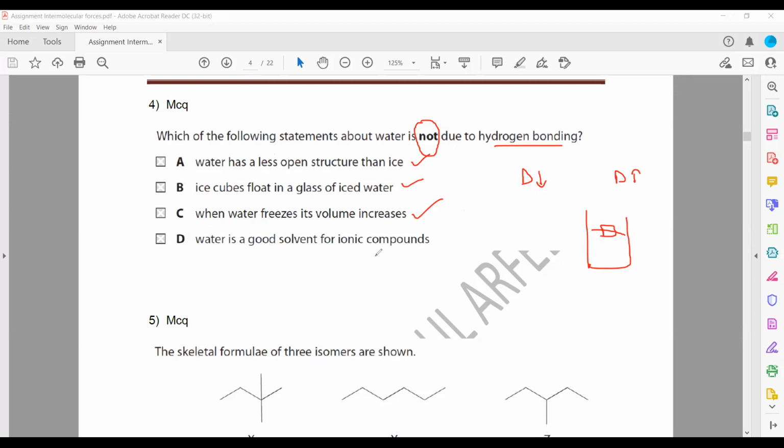Water is a good solvent for ionic compounds. That is due to polar bonds. Water has polar bonds, like the bond between hydrogen and oxygen is a polar one. That's why it is a good solvent to dissolve ionic compounds. So this property is due to the polar nature of the bond, not due to hydrogen bonding. That's why D is the right answer. Is the discussion clear?